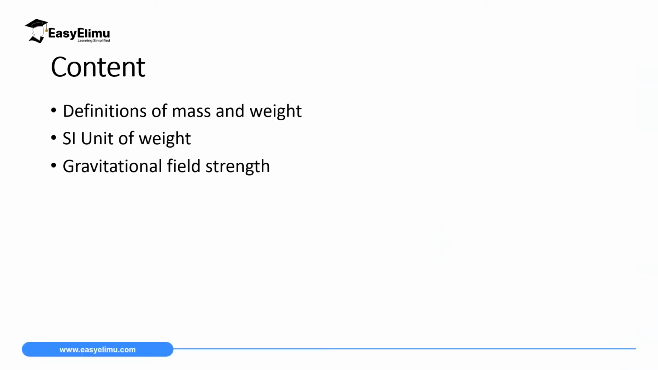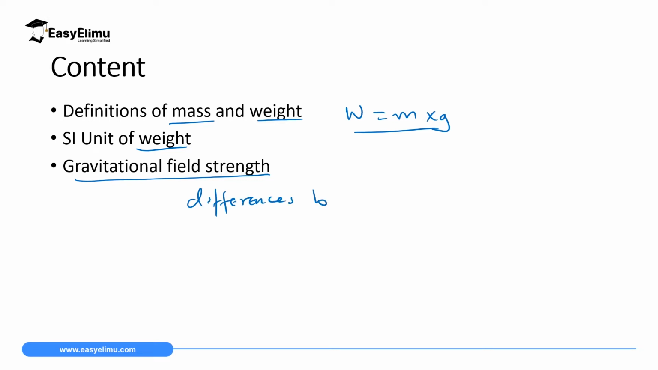By the end of this lesson, I expect you to be able to define mass and weight, and of course give the relationship between mass and weight, which is going to be weight is equal to mass times gravitational field strength, and then give the SI unit of weight, and then define gravitational field strength, and also give the SI unit of gravitational field strength, and then finally you will be able to give the differences between mass and weight. So at the end, after studying the definition of mass and weight, the SI unit of weight and gravitational field strength, I will expect you to give me the differences between mass and weight. So be keen as you pick the differences as we learn from the beginning to the end.